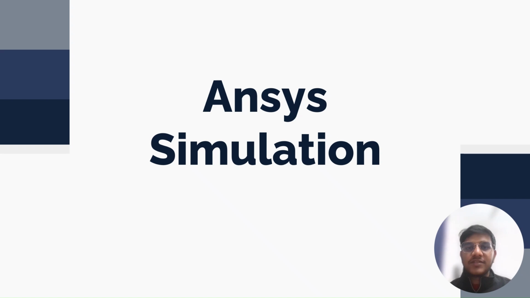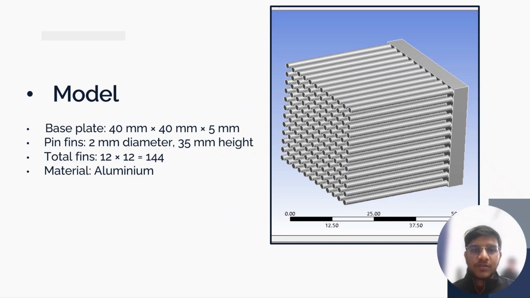Now let's see the ANSYS simulation on the final design which we get from the parametric study. So here we can see the pin fin model with 40 cross 40 mm base and 144 pin fins. The pin fin has 2 mm diameter and 35 mm length. The number of pin fins and the length of pin fins is decided on the basis of the parametric study. We created this model in Autodesk Fusion and then imported it into ANSYS steady state thermal.